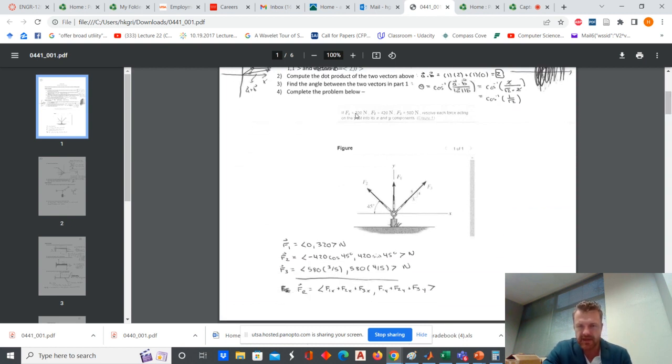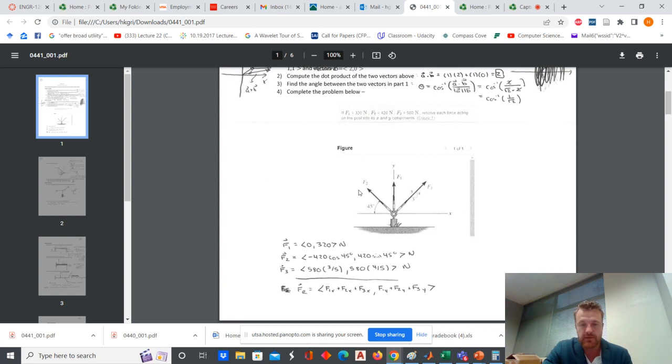Question 4, we're given 3 magnitudes of forces. We're asked to complete the problem below. Particularly, we want to find the resultant force. That's what I'm going to ask you to do on the final. And F1, if we look at that, we notice it's purely in the y direction, so it has no x component, and the y component is just the stated magnitude, or 320 newtons.